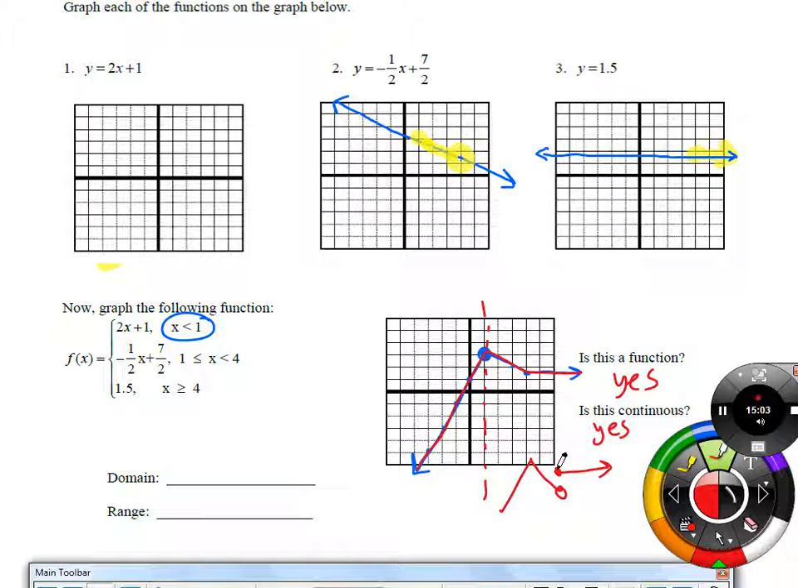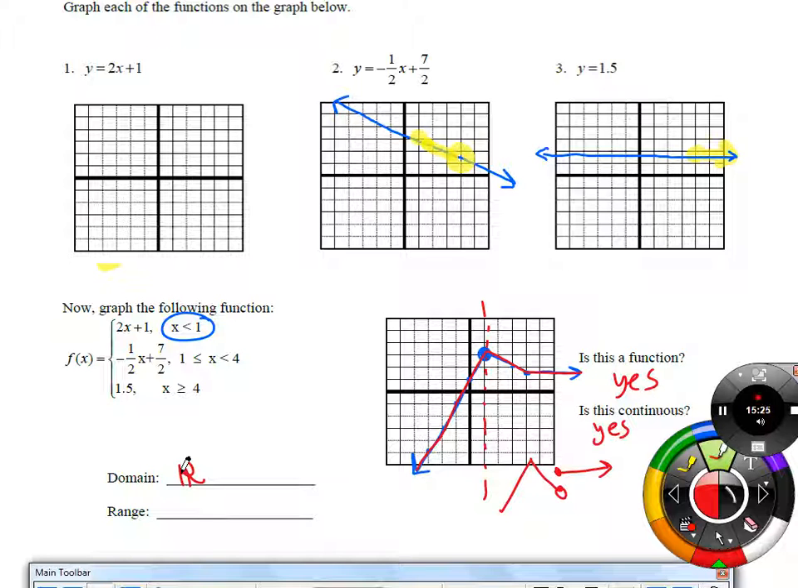What's the domain? Okay, good. All real numbers, the domains are talking about the x's. Okay, so all real numbers. Why? Well, there's two ways to look at it. Algebraically, look right here at the domain restrictions. Is there any x value you're not allowed to plug in?